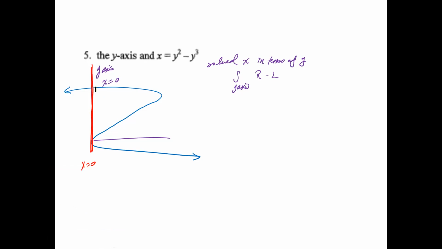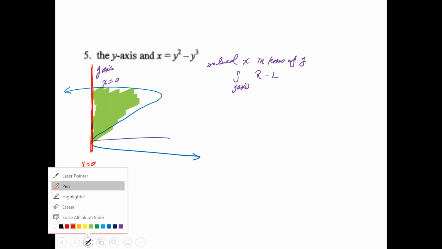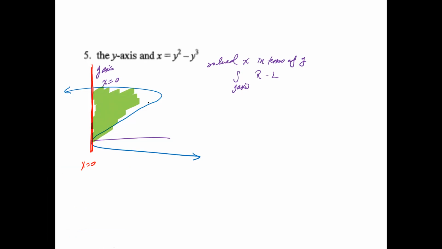So essentially, we're looking at the area right here. If you have x equals 0, and this blue graph is x equals y squared minus y cubed, we would need to go ahead and find the point at the intersection here. So then let's just do 0 equals y squared minus y cubed. 0 equals, factor out the y squared, y squared times 1 minus y.